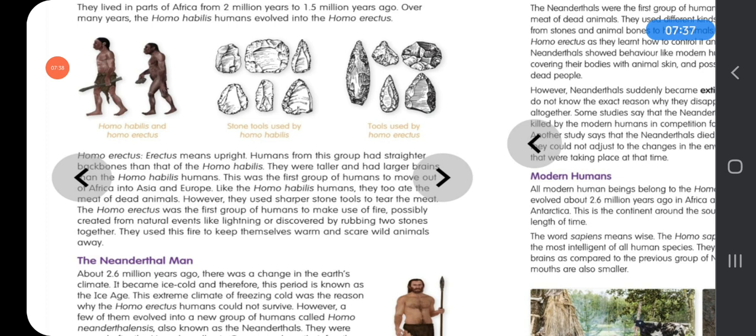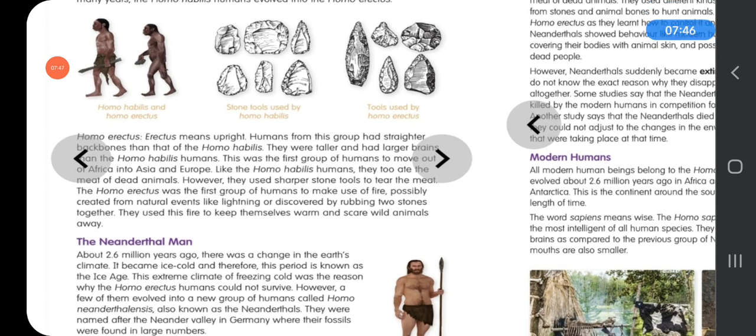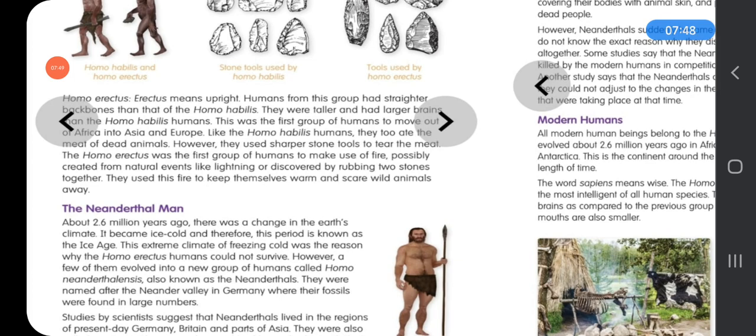After Homo habilis, they became Homo erectus, and Homo erectus were more advanced than Homo habilis. Homo erectus. Erectus means upright. What is the meaning of erectus? Upright. Humans from this group had a straighter backbone than that of the Homo habilis.